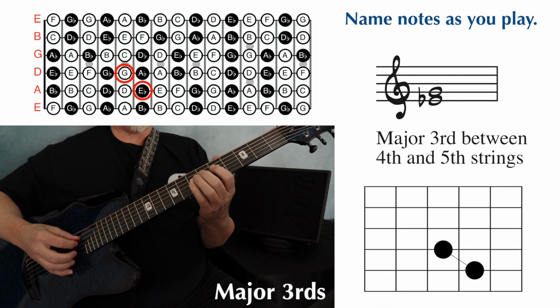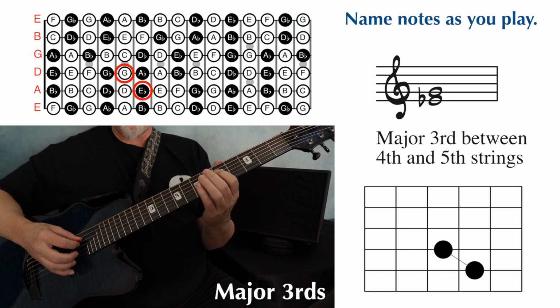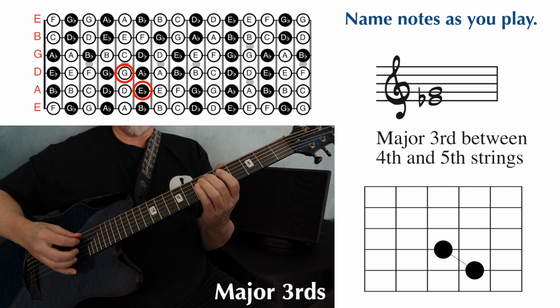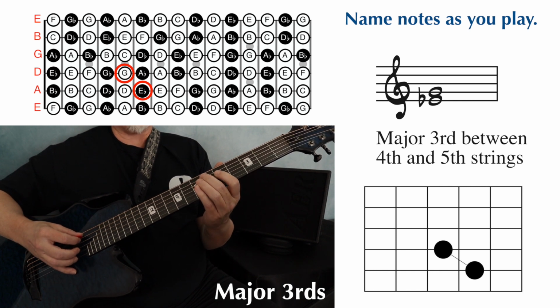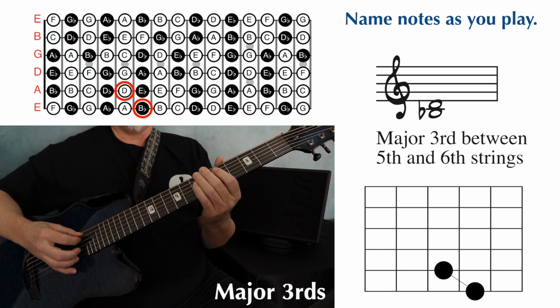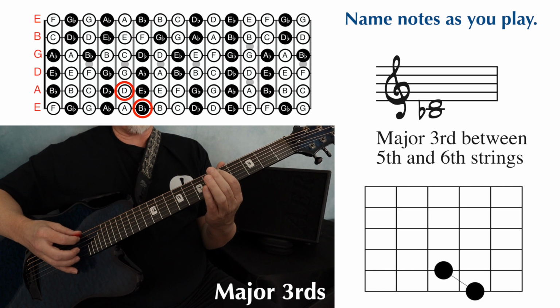Major third between strings 4 and 5, also 1 fret distance. So here's a G, E flat is a major third below that. G, E flat. And then a major third between strings 5 and 6 is also 1 fret distance. So here's a D on string 5. Major third below that is a B flat on 6. 1 fret away.